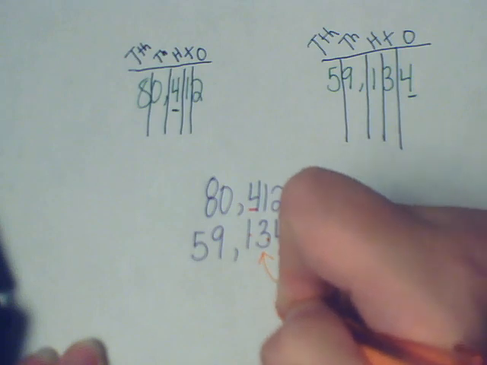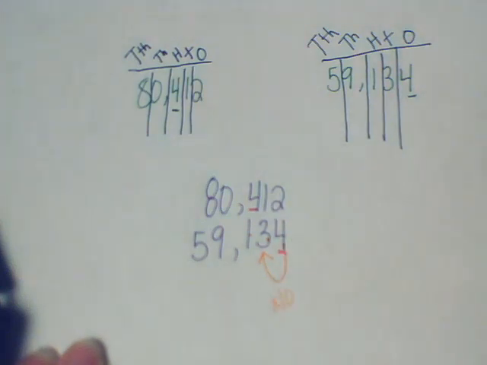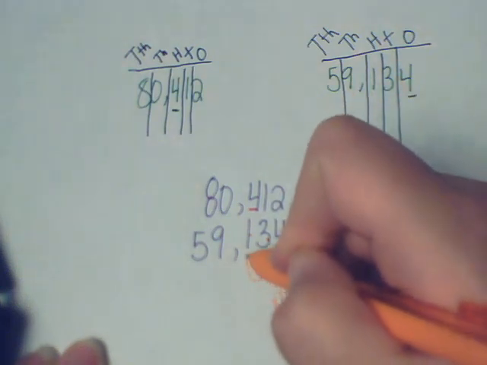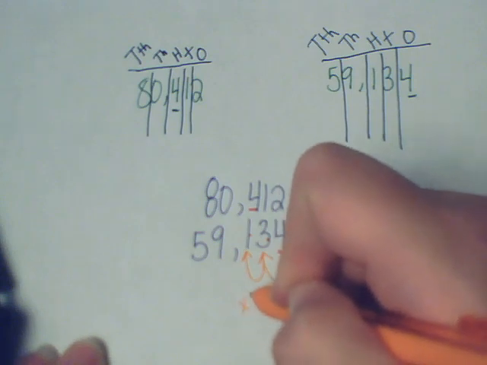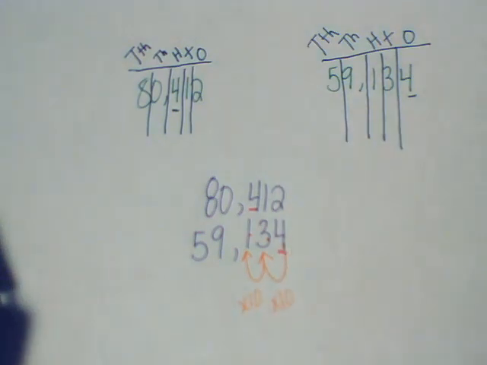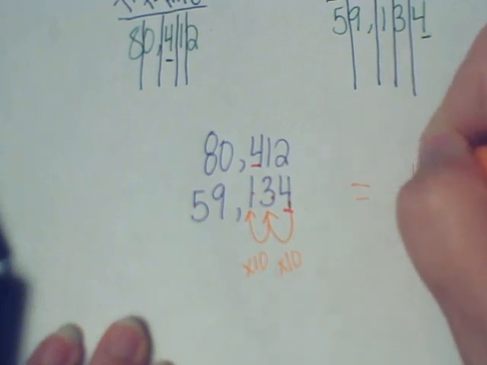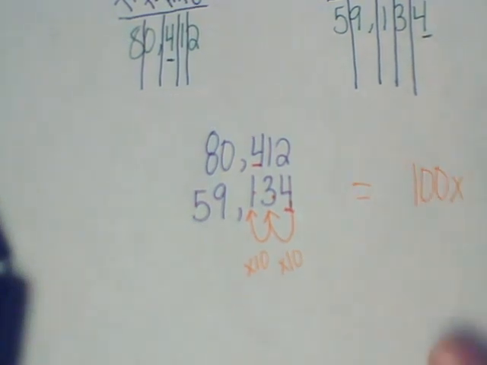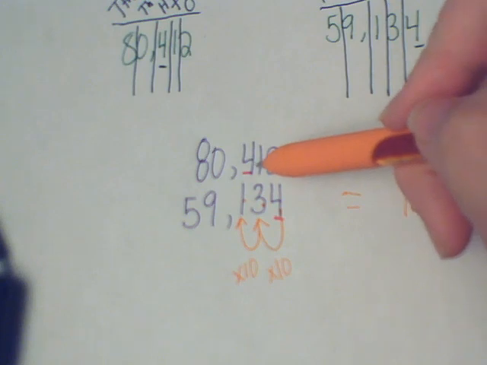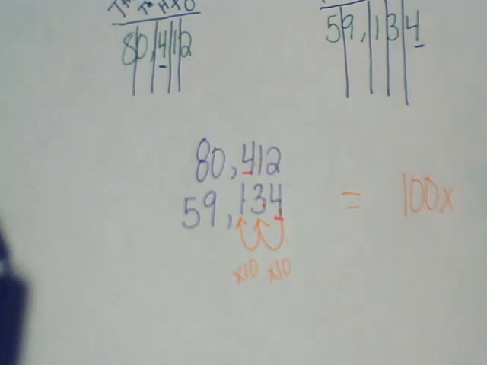This jump is times 10, but I have to jump again because that 4 is in the hundreds place. That jump is times 10. Well, 10 times 10 is 100. So I would know that the 4 in 80,412 is 100 times greater than the 4 in 59,134.